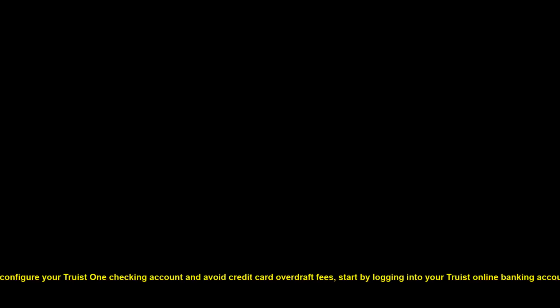To configure your Truist One checking account and avoid credit card overdraft fees, start by logging into your Truist online banking account. Use your credentials to access your account dashboard. Once logged in, navigate to the Accounts section. Locate your Truist One checking account in the list of accounts displayed.